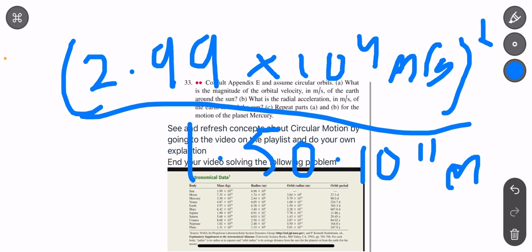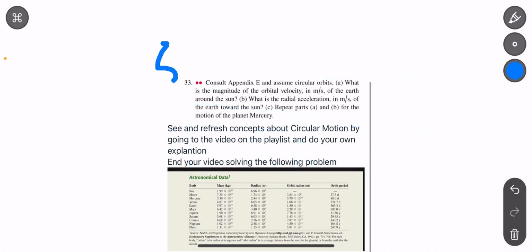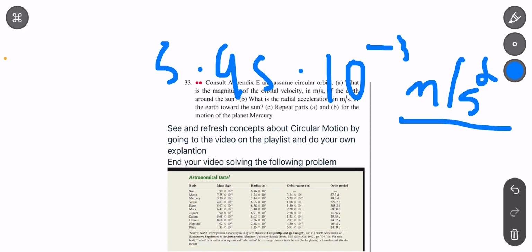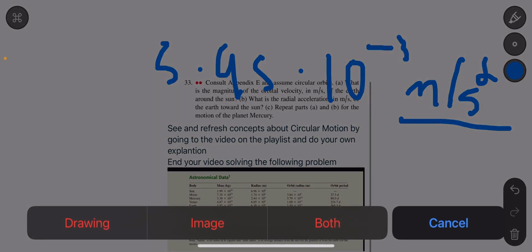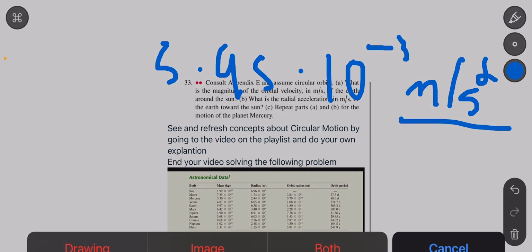Now after we plug that in, we're going to be left with 5.95 times 10 to the negative 3rd meters per second squared. Always remember that when we're dealing with acceleration, it has to be meters per second squared. So that's our final answer, 5.95 times 10 to the negative 3rd meters per second squared.